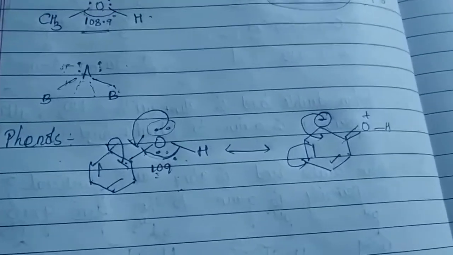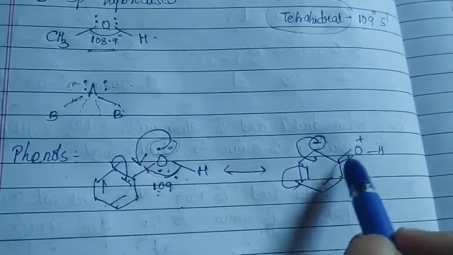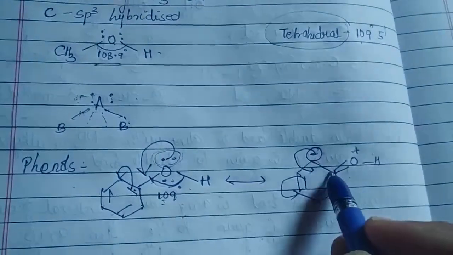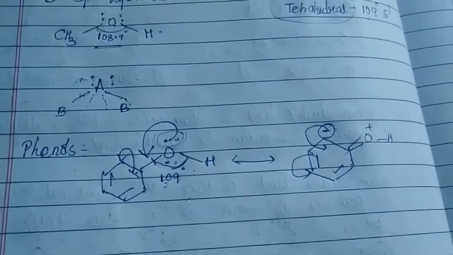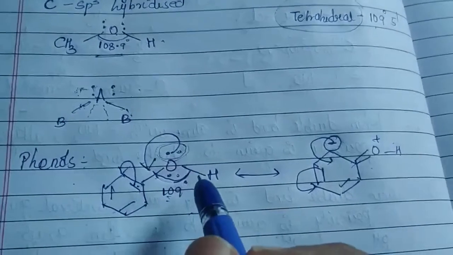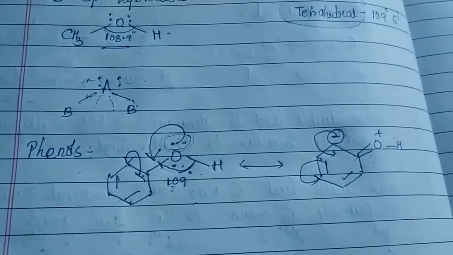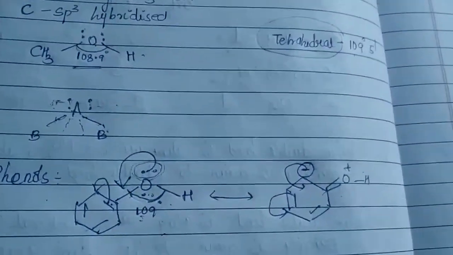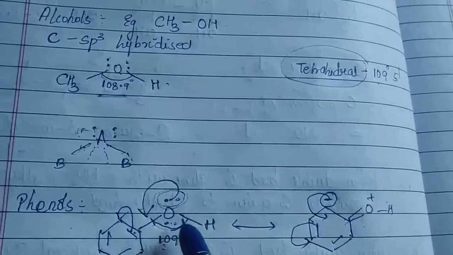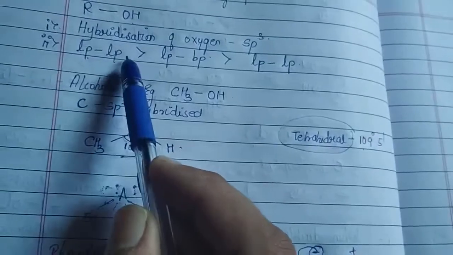So what we are observing, whatever the lone pair of electrons were present, they have been involved in the resonance to form a C=O double bond. So what happens now? There will be no repulsion between a lone pair and lone pair. Instead of that, what will be happening? There will be a lone pair bond pair repulsion. Of course, compared to the lone pair repulsion, the lone pair bond pair repulsion's magnitude will be lower.